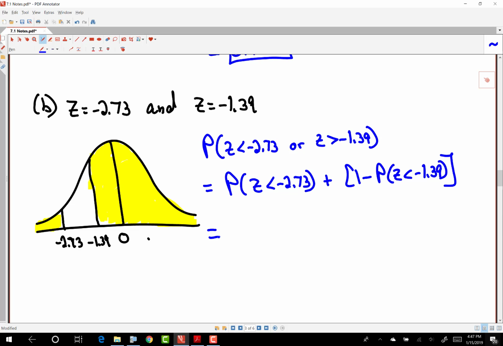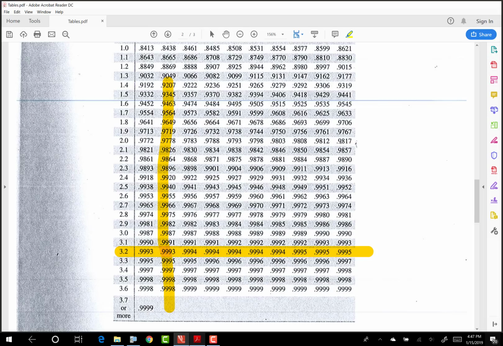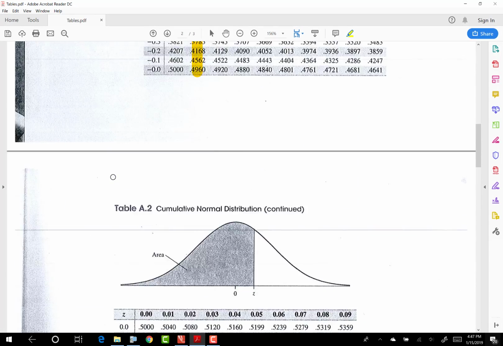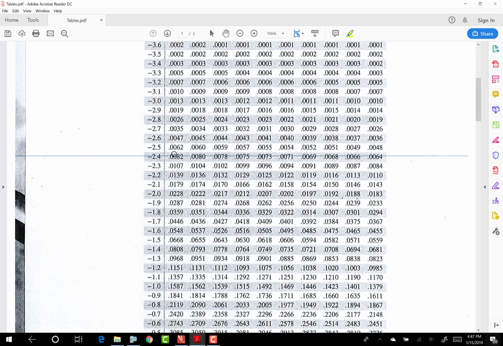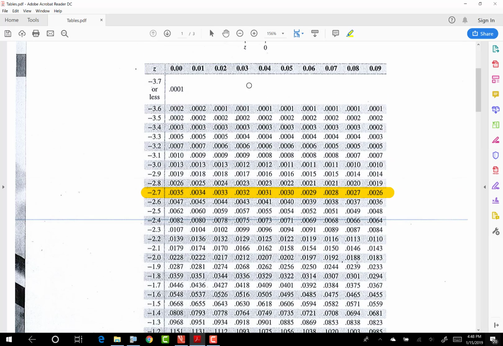Okay, so let's find those values on our table. So negative 2.73, I need to go to the negative values. Okay, so negative 2.7 is right here. And then we're going to go over to 0.03, which is right here. So we get 0.0032.